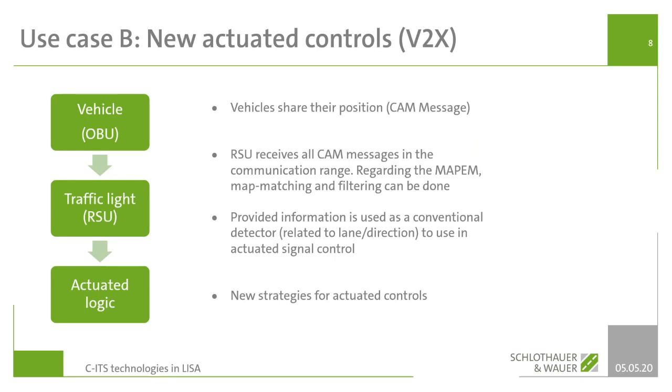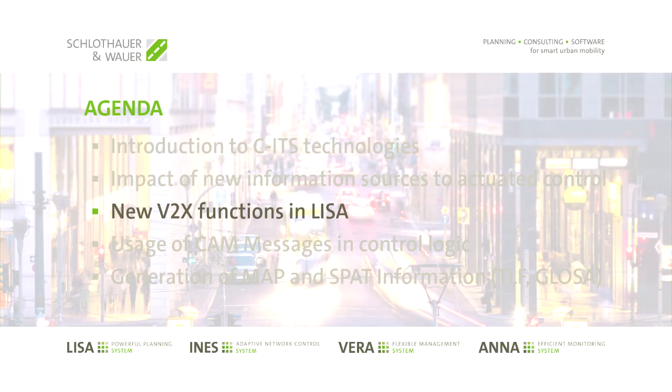And with map matching, we have a lane and the map message here. We have a demand, and we see the journey times and so on. So with the provided information here, we can extend our conventional detectors and use that information in our actuated signal control. So a lot of new strategies are imaginable, and of course here the map needs to be managed.